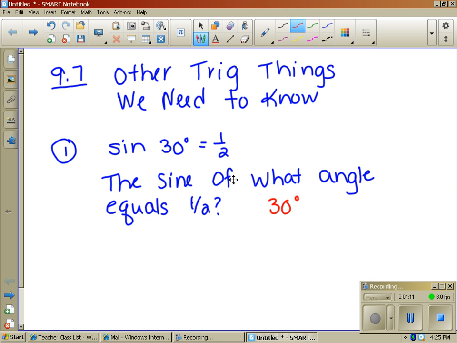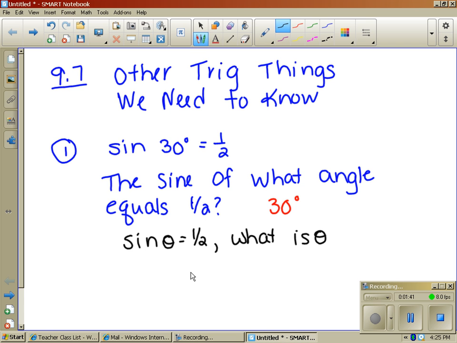But I don't want to say "what is the sine of what angle equals 1/2," or cosine or whatever the values happen to be. I want to find an easier way to ask that question. One way to ask that question is: the sine of theta equals 1/2. What is theta? Well, it's saying the same thing. The sine of what angle equals 1/2?